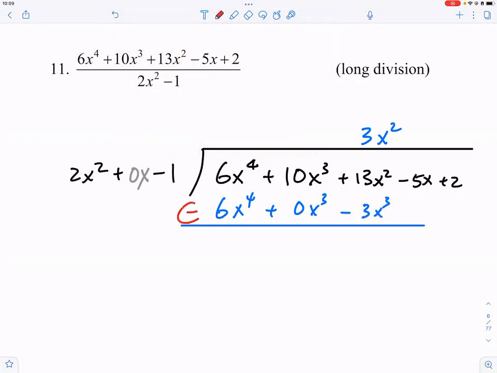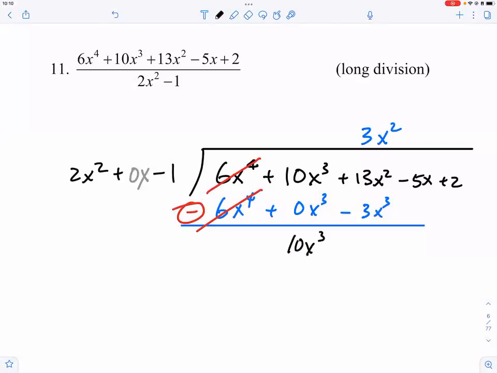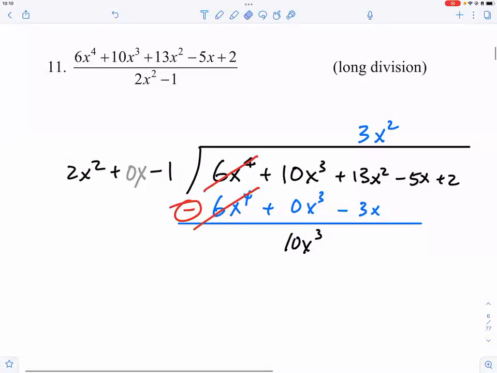This is my practice: I always put a minus in front, and I circle the minus so that I know it's not the negative sign for the 6. It is an operation, a subtraction operation for the whole thing. So I'll say, okay, 6x to the fourth minus 6x to the fourth, so that's gone. 10x cubed minus 0x cubed, then we have 10x cubed. 13x squared minus negative 3x squared. Oh, hold on, I wrote something wrong. It should be a square. 13x squared minus negative 3x squared gives you positive 16x squared.